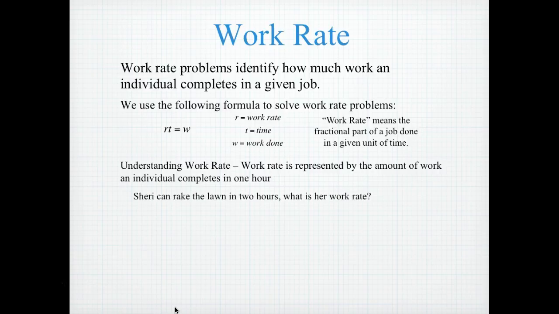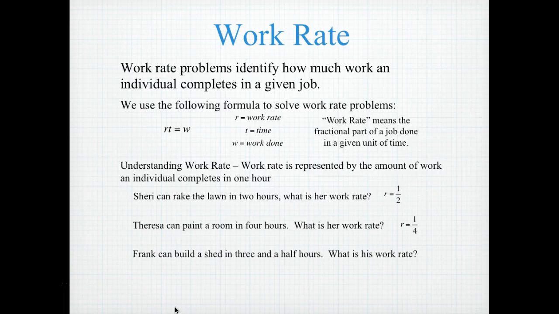So here's a few examples to help us understand work rate. If Sherry can rake the lawn in 2 hours, her work rate is represented by how much of that job she'll get done in 1 hour. And that will be represented as 1/2. So if it takes her 2 hours to do the job, her work rate is 1/2. If Teresa can paint the room in 4 hours, her work rate is going to be 1/4, because she'll get 1/4 of that job done in 1 hour.